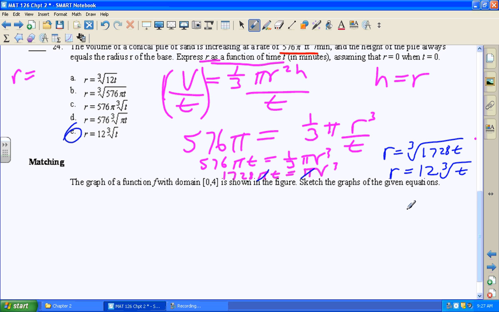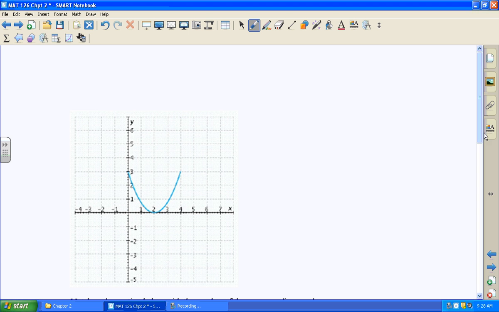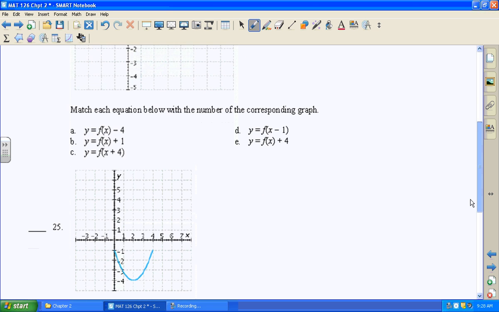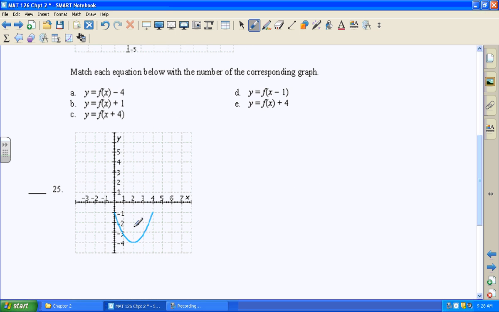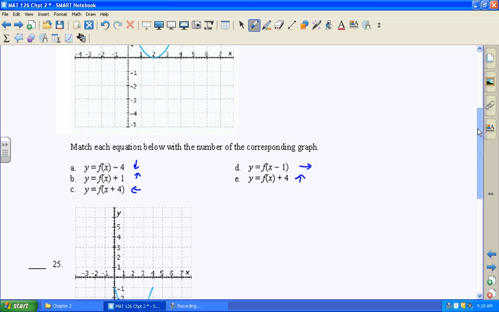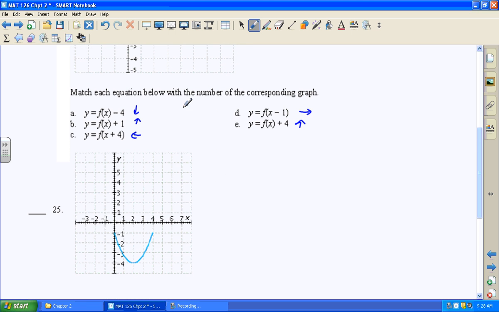Oh. All right? Now the last one, it's multiple choice with this graph. This is your original function, f of x. If that's f of x, how did you change that equation to get this one? Did you A, drop it down 4, B, move it up 1, C, move it to the left 4, D, move it to the right 1, or E, move it up 4? Which one did you move this equation to get the final answer? So you moved it down 4? So the answer is A. Okay?